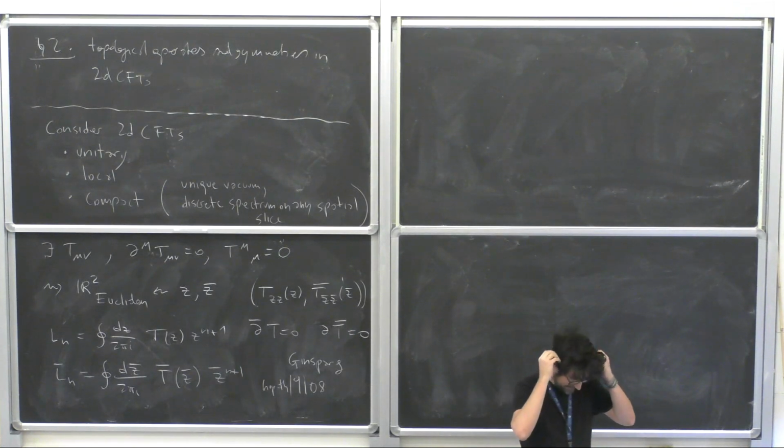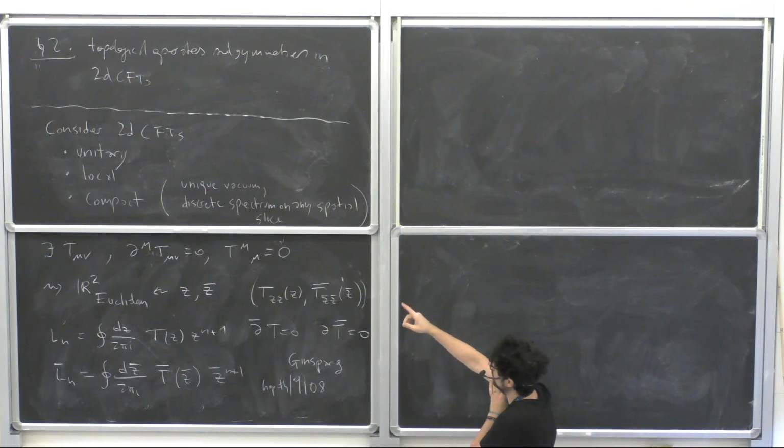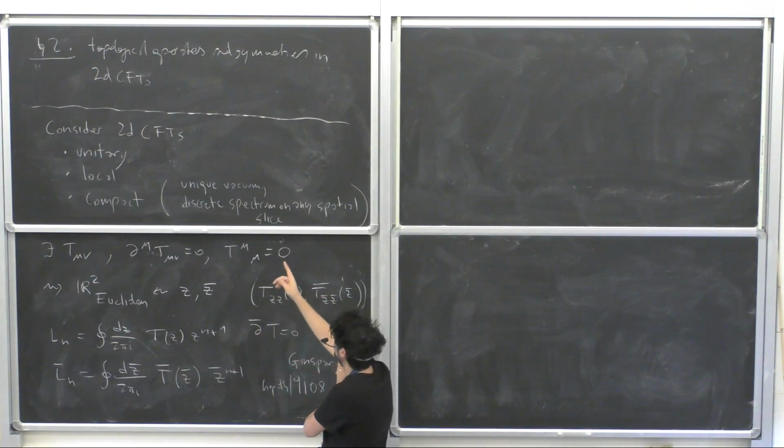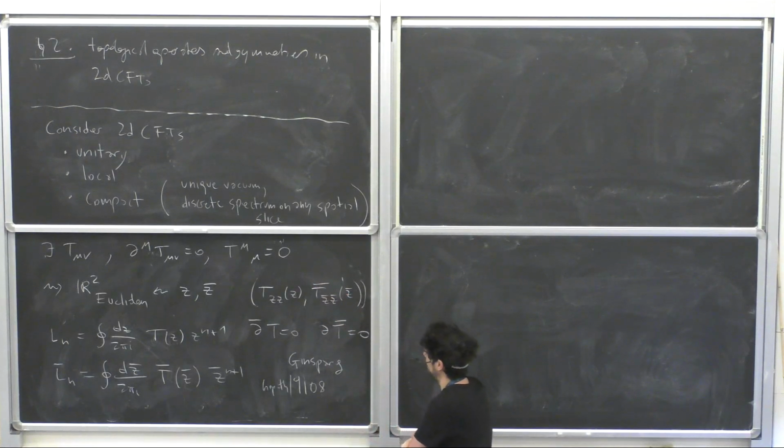Okay. Technology. Okay, so let me repeat what I said so far. So we'll consider two-dimensional, for the sake of the audience online, we will focus on, now we open the second part of the course, 2D CFTs that are unitary, local, and compact. By compact, I mean that they have a unique vacuum, a discrete spectrum on any spatial slice.